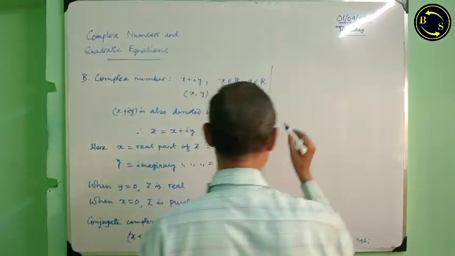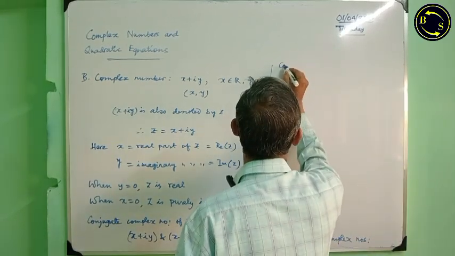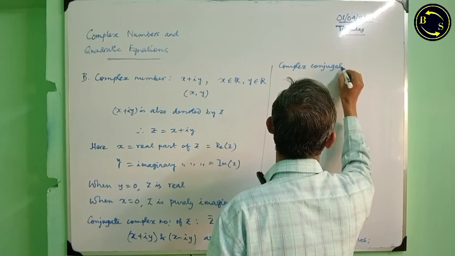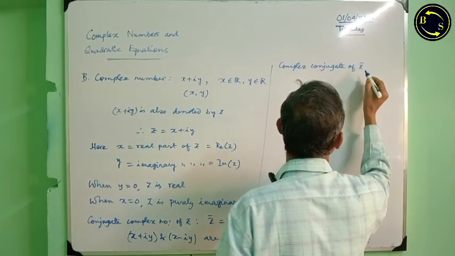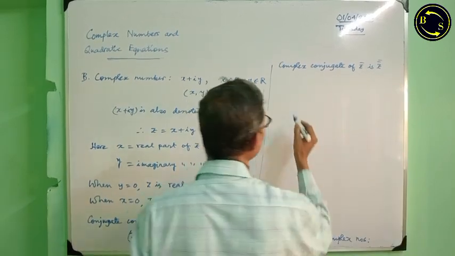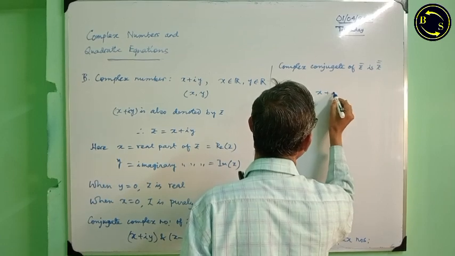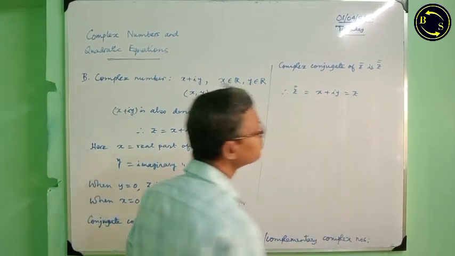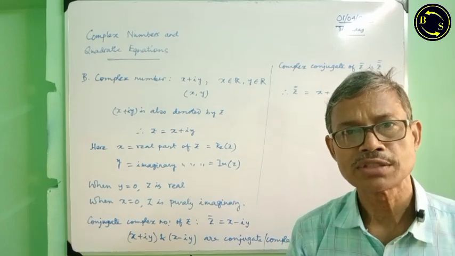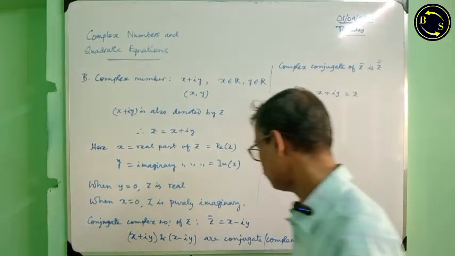Following this law, the complex conjugate of z bar will be z. Therefore, the conjugate of a conjugate of a complex number is the complex number itself. Therefore, z double bar is equal to z.